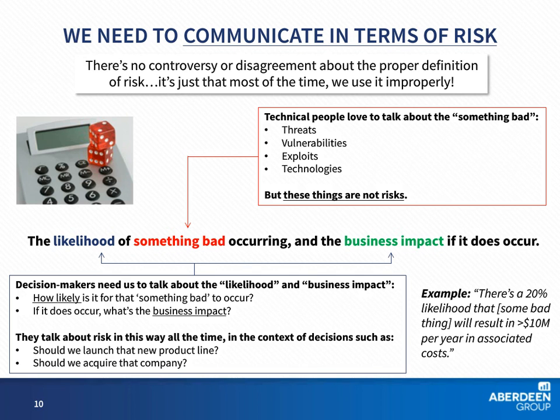So the something bad is obviously relevant, but business leaders and decision makers, because they're the ones who typically own the risk, talk about risk this way all the time. They need us to talk about the likelihood and the impact. How likely is it that something bad will happen? If it does occur, what's the impact? This is how they talk about risk all the time in other ways. Of course, most of those ways are related to positive aspects of risk. Do we invest in this new product line? Should we acquire that new company? Do we launch or not launch? Those are risks as well. They're uncertain. There's a likelihood that we'll have the results we want, and there are certain results that we're aiming at. That's the impact. But they're not certain. So we need to talk about risk in the same way. For example, on the bottom right there, there's a 20% likelihood that some bad thing will result in a greater than $10 million loss in the next year. That's a decision that they can do something with, and I'm trying to do a better job at expressing risk in those terms.